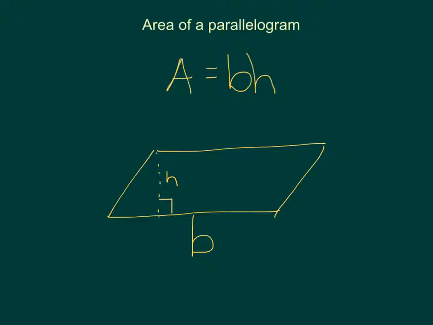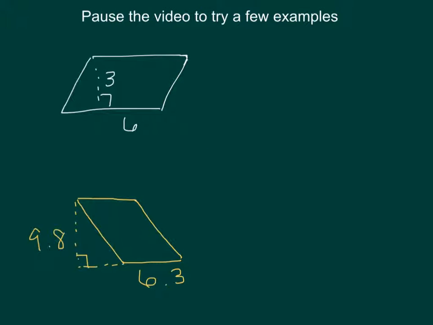Height is usually identified with an H, but you know the height of an object is always the line that is 90 degrees that is represented with a 90-degree symbol. So the height of the object and this distance are not the same thing. So if you are not given the height, then you have to measure the height if you're given a ruler. If not, then you are not able to find the area of a parallelogram without the base and the height. Pause the video to try a few examples.